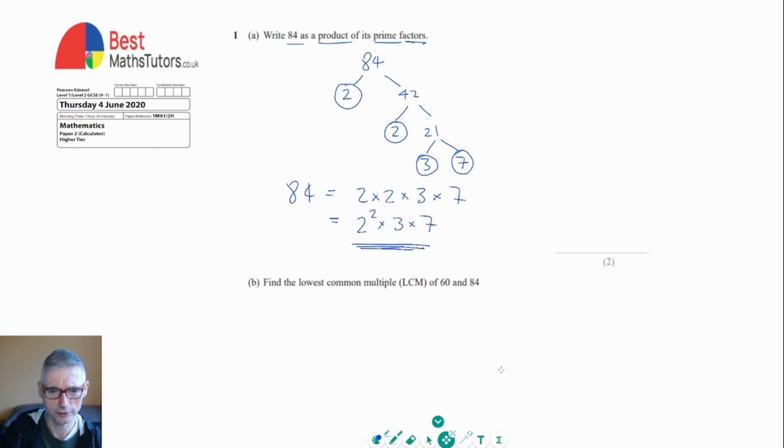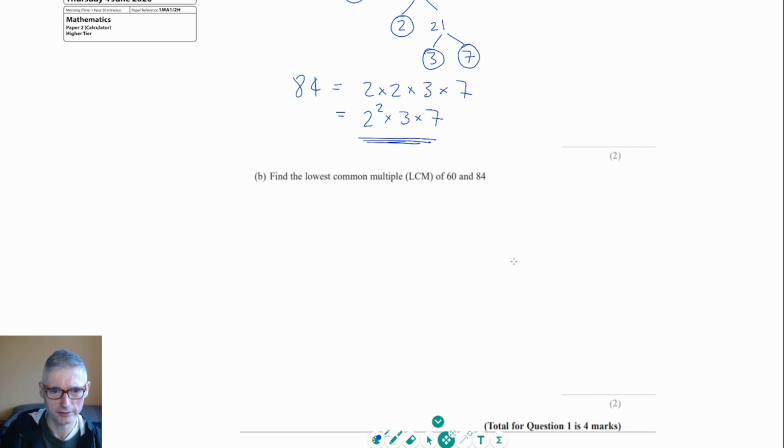So in the next part of the question, we've got to find the lowest common multiple of 60 and 84. To do this, as well as finding the prime factors of 84, we need to do the same thing for 60. So I'm going to start off with 60 and do another factor tree. Again, that will divide by 2, so the factors are 2 and 30. An easy way of doing this is just to pick small numbers that will go into the number we're trying to find the factors of.